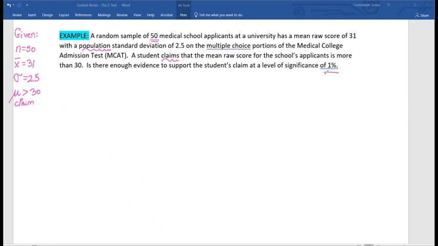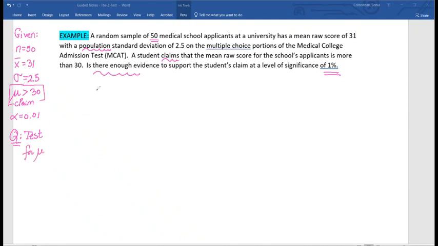And then alpha is 0.01 or 1%. The question is, is there enough evidence to support the claim? Which means we will test the mean. We will perform a test for the mean because this is the claim, right? So let's do this step by step.